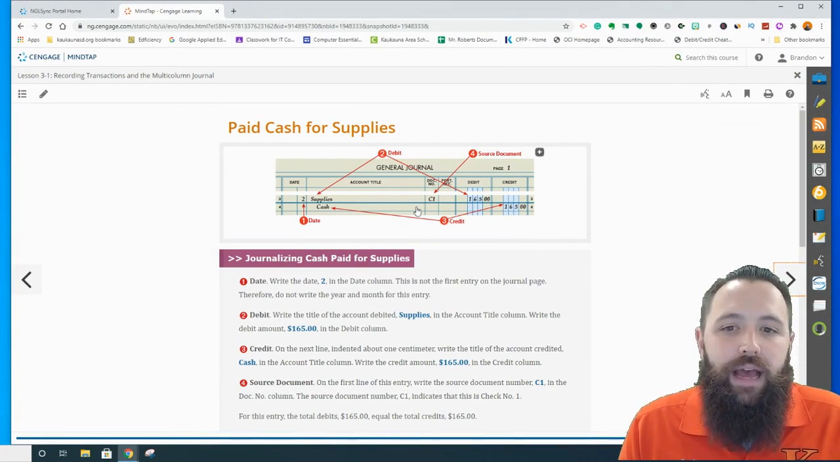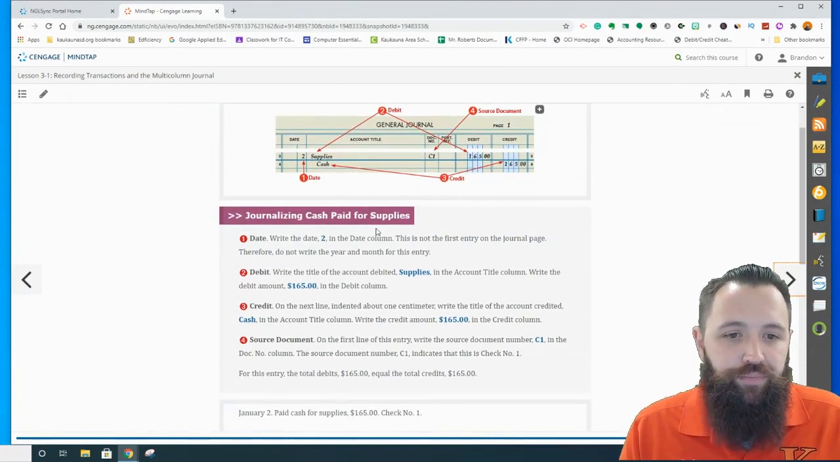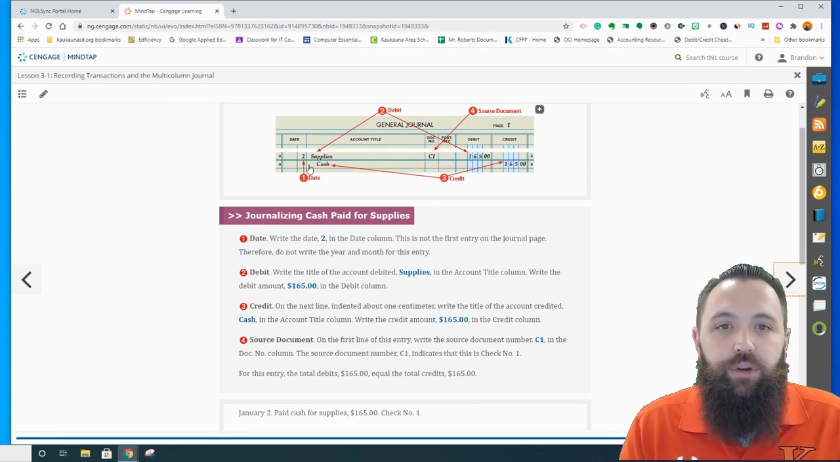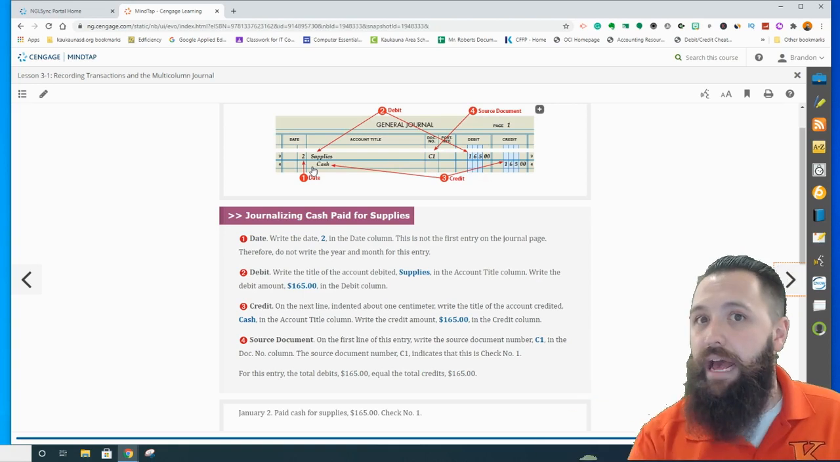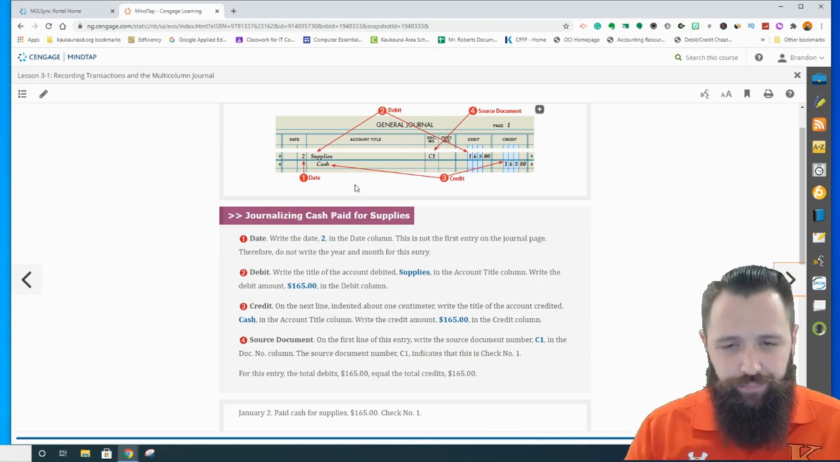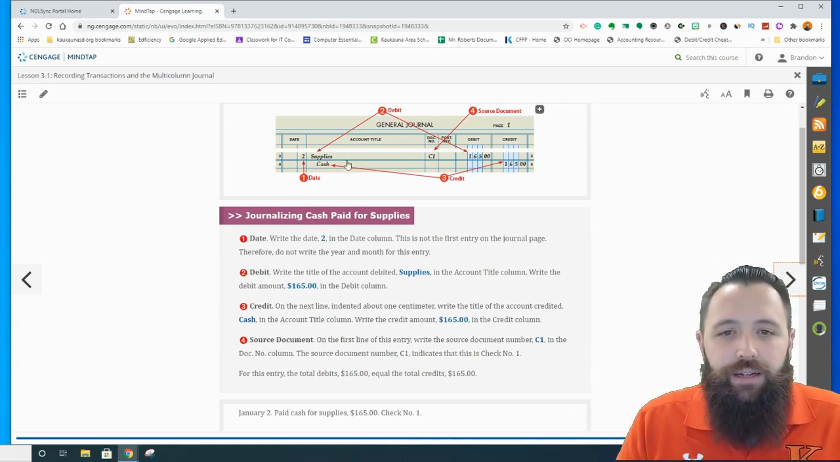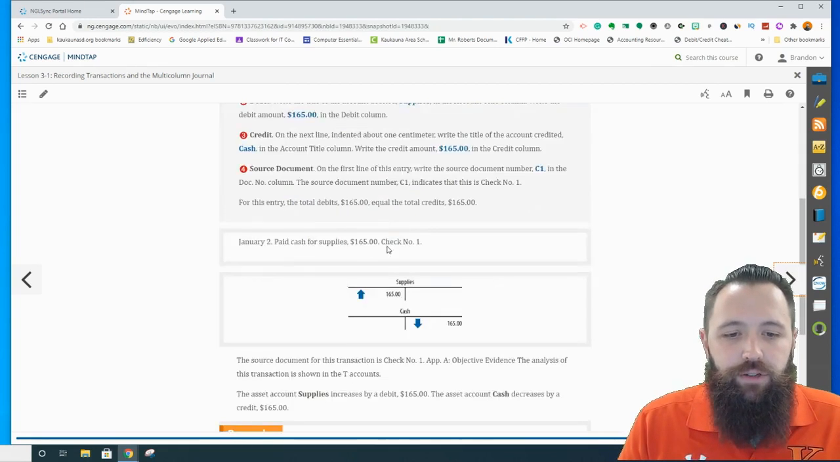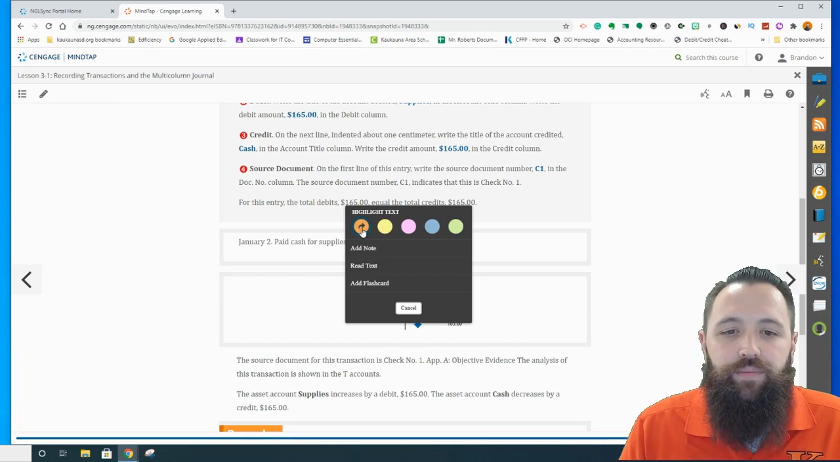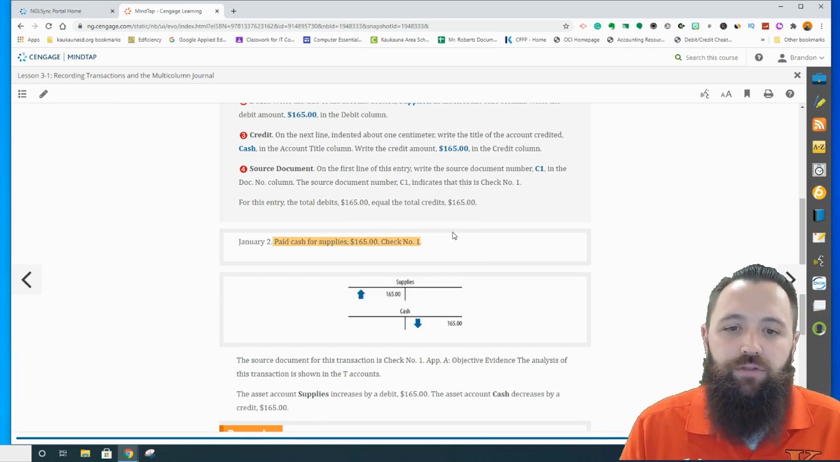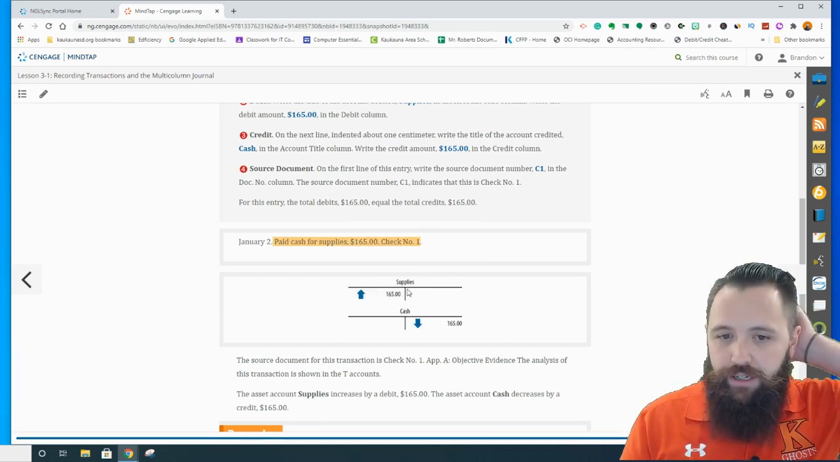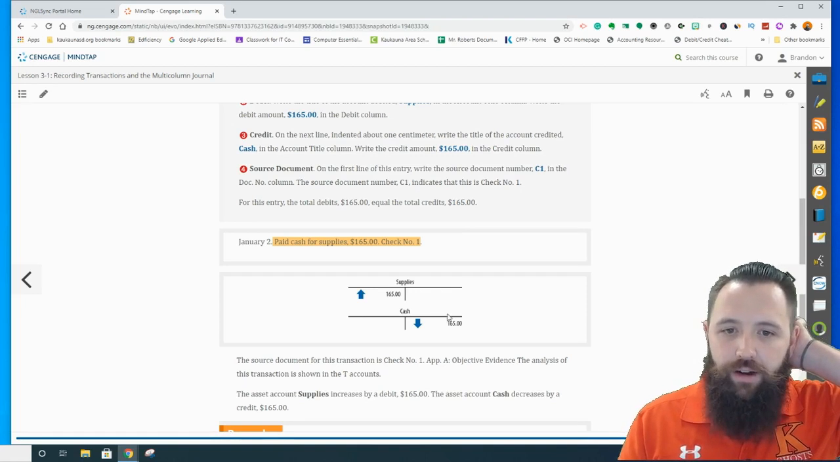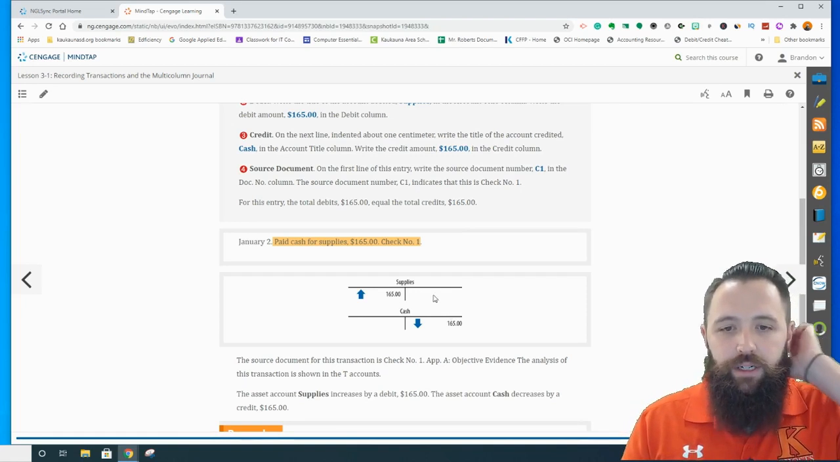We paid cash for supplies. So we write out the date again, and you can see here that we just put 2, because above that we already have January and we have the year. Next, we write out our debit amount. Let's look at the transaction. We paid cash for supplies. That's one asset being exchanged for another asset. So supplies gets debited, cash gets credited. Okay, and we write out our T accounts here.